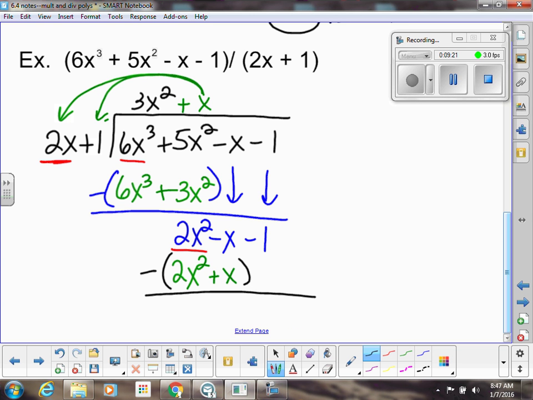So this gives me 0. Negative x minus x, be careful here, these don't cancel. These actually give you a negative 2x. And then I'm going to bring this down. All right, so we have to repeat this process one more time.